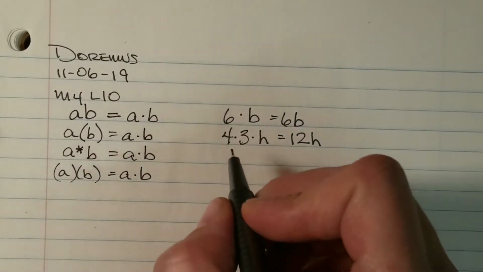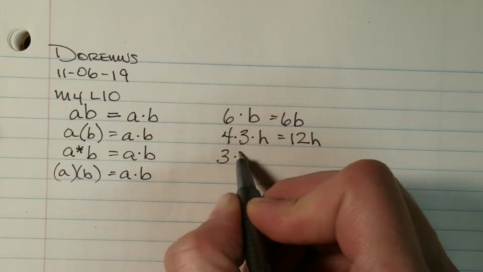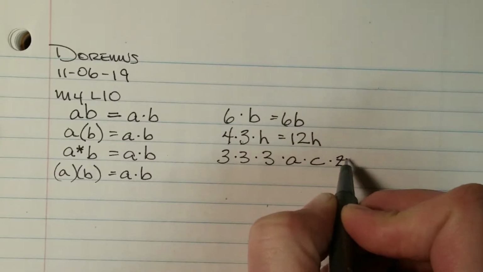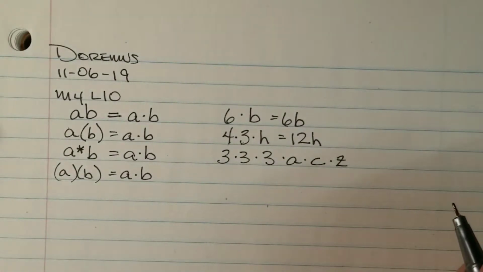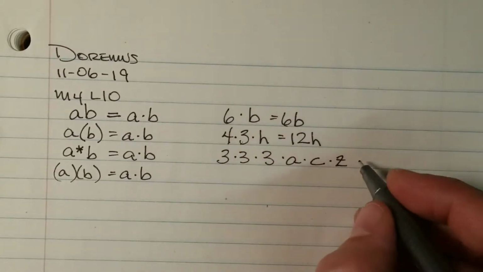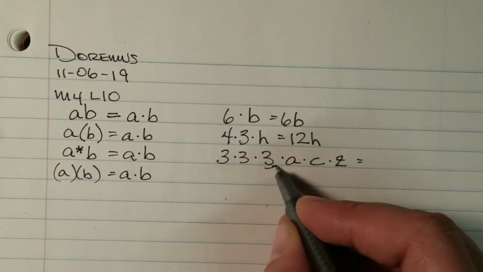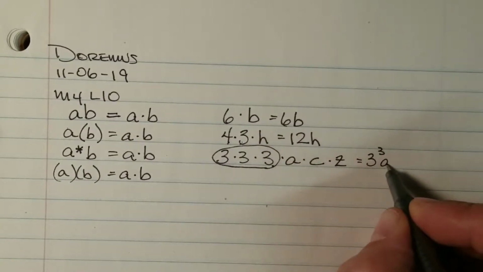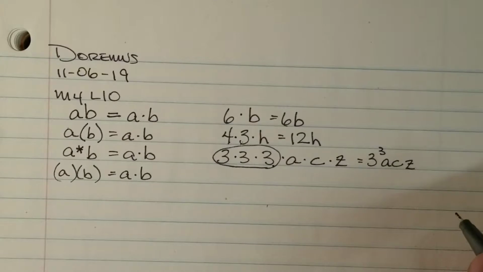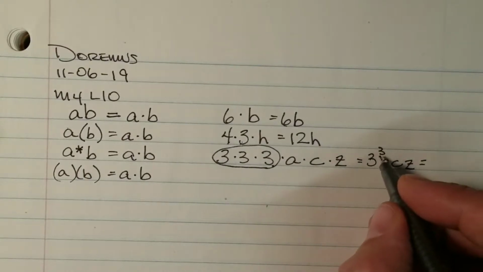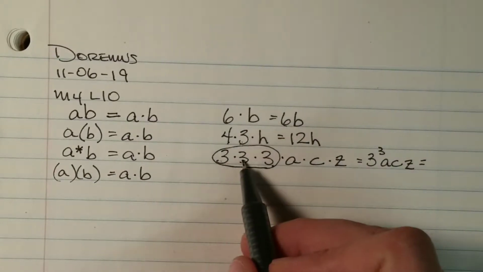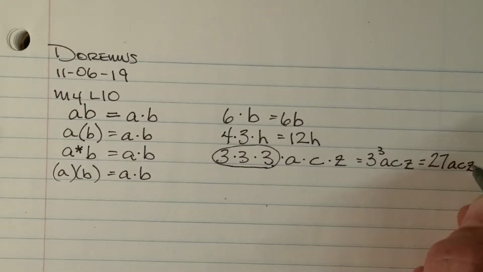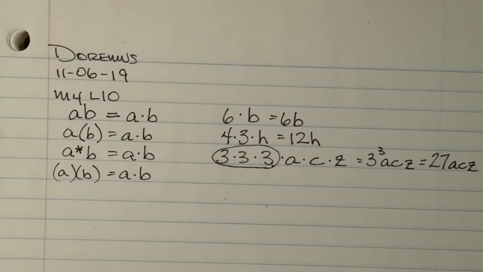If we had something really crazy like 3 times 3 times 3 times A times C times Z, which really is a lot of stuff, there's a couple ways you could do it. You could say this is 3 to the third, and then times A times C times Z. Or you could do 3 to the third, which is 3 times 3 is 9, times 3 is 27. And either of those would be fine.